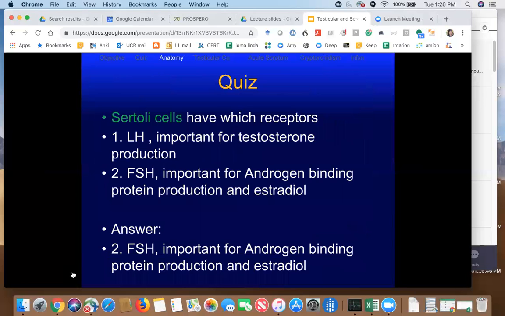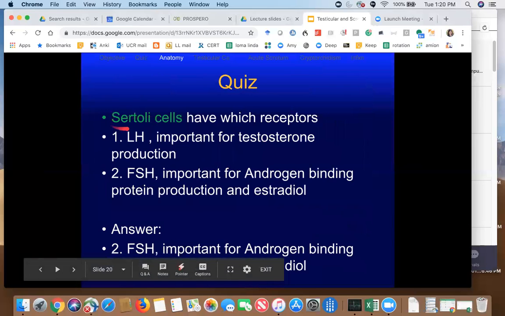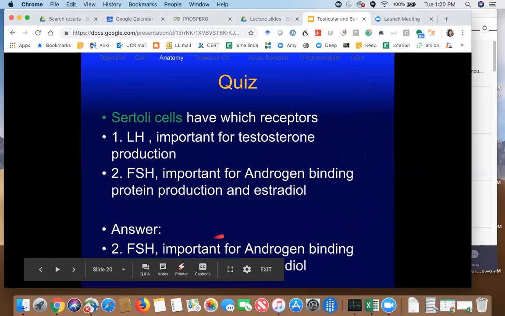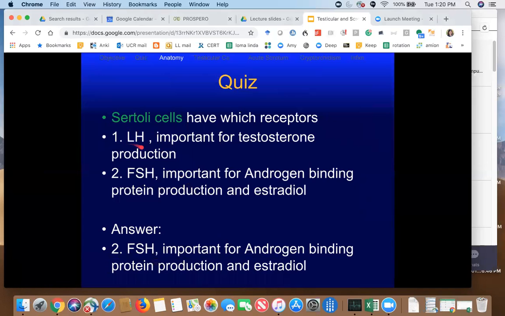So the question is, Sertoli cells have which receptors? So FSH is for androgen-binding protein and estradiol production, FSH. So that's the answer. I think most of you got that. And LH is for Leydig cells, and these cells are in the interstitium, and they produce testosterone.